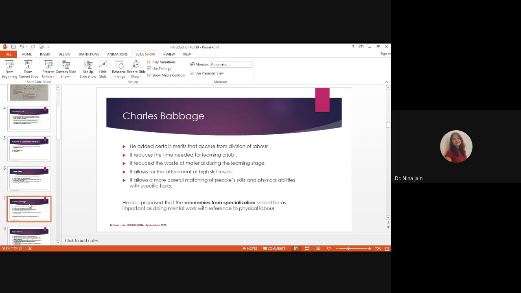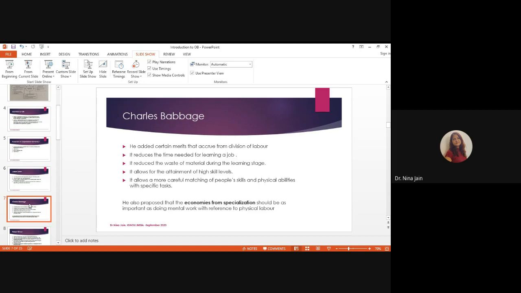Similarly, Charles Babbage added certain merits that accrue from division of labor. He said it reduces the time needed for learning a job, and that waste of material during the learning stage is reduced. What I was telling, a fresher will create more waste than the person who has already learned to make a box. If you are new to the production line, then a new person will create more waste. So he says that division of labor reduces the waste of material during the learning stage. Charles Babbage also said that it allows for the attainment of high skill levels. That means practice makes a man perfect. If we do the work again and again, our skill level will increase.